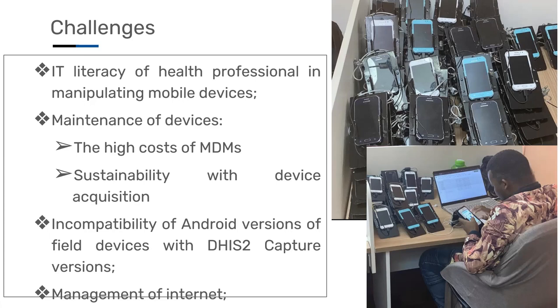The compatibility of Android devices or field devices with DHIS2 Capture versions. For example, for the TB program, which was the first one using the mobile implementation, we had a version of Android which was 5, and these devices couldn't be upgraded to new versions of Android. These ones that are being displayed there.